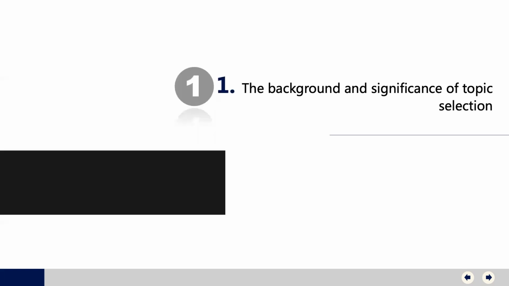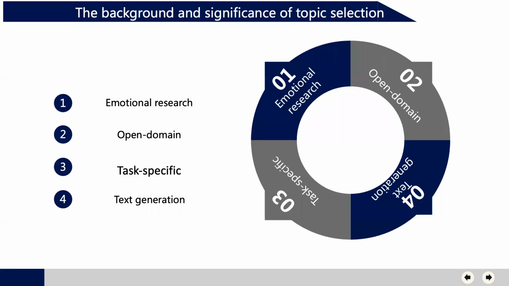Now let's move to the first main part of my talk, which is about the background and significance of topic selection. As dialogue systems become more and more popular, such as Microsoft Cortana and Amazon Alexa, users are not only satisfied with getting responses from a chatbot, but also need to establish a tie and interact with the chatbot emotionally. But most applications have issues, such as semantic understanding and inconsistency in personality.